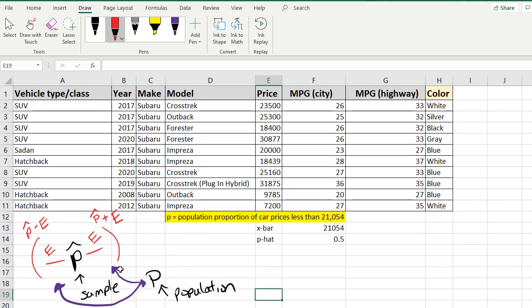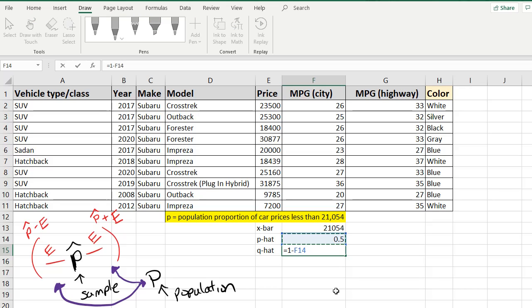So this is what we need to figure out. We need to figure out what E is, and then we can construct this confidence interval. We already know what P hat is. So to figure out that margin of error E, the first thing I'm going to need to know is the standard deviation of that proportion. Actually, first thing I want to know is Q hat, which is always 1 minus P. So whatever P is, 1 minus it. So 1 minus whatever P hat is, press enter.